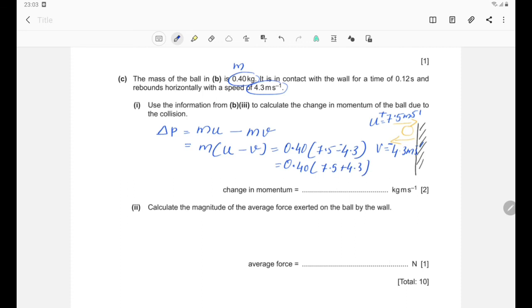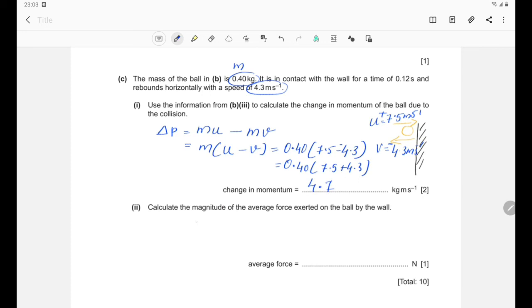This is something very important. You always have to be careful. When the velocity changes its direction, you have to put negative, and the other direction you should take positive. So you will get the answer as 4.7.